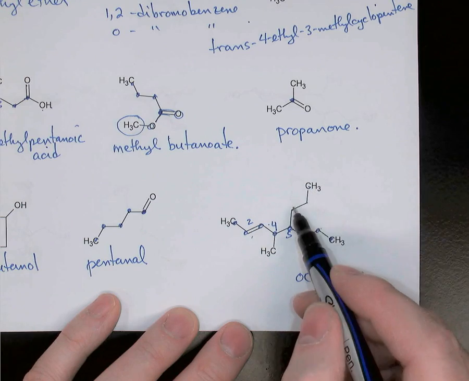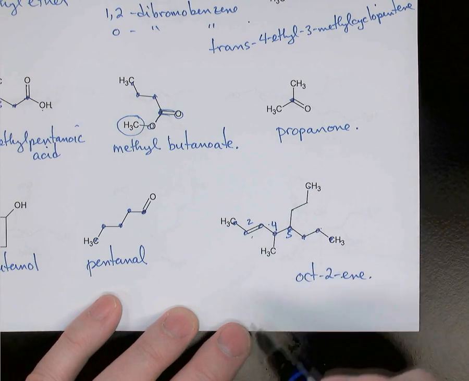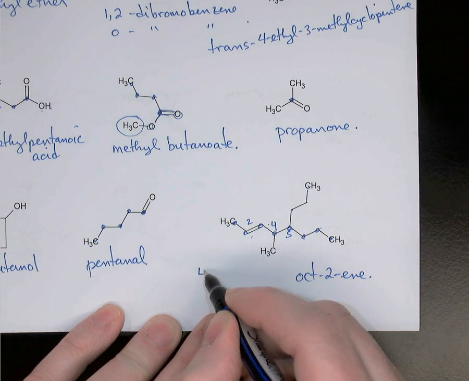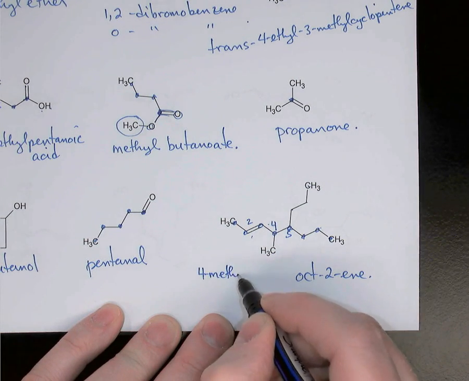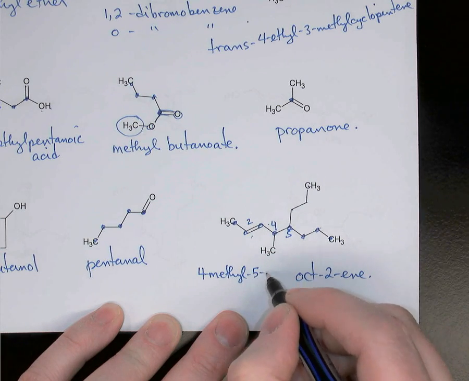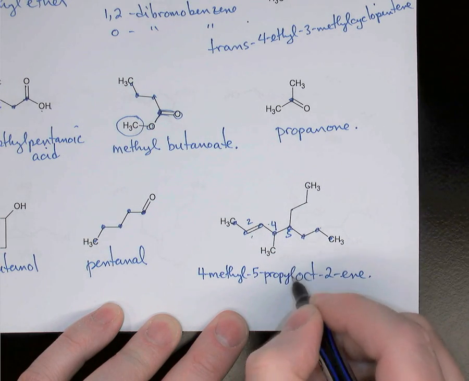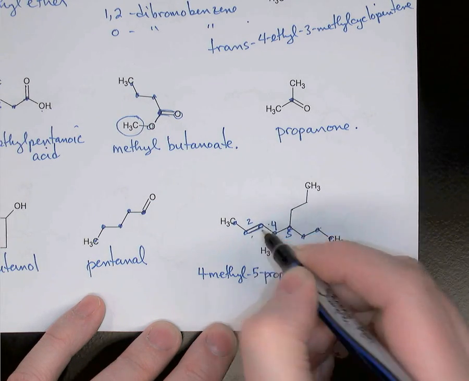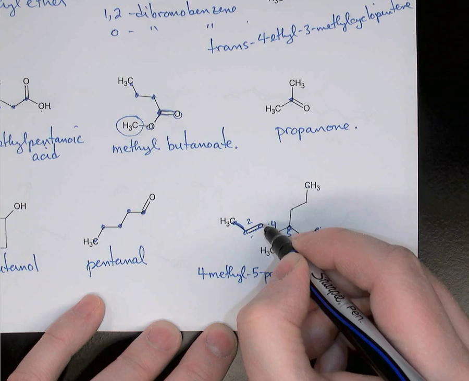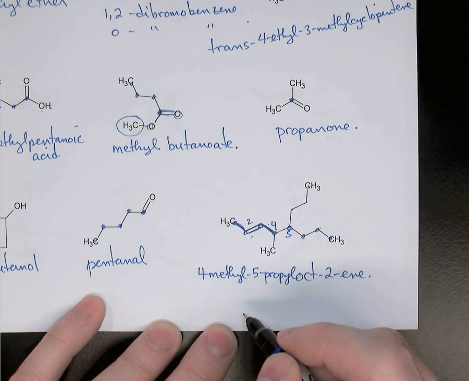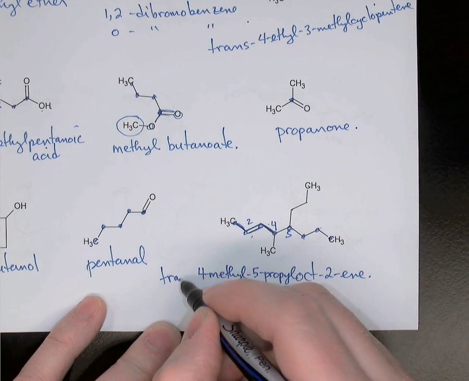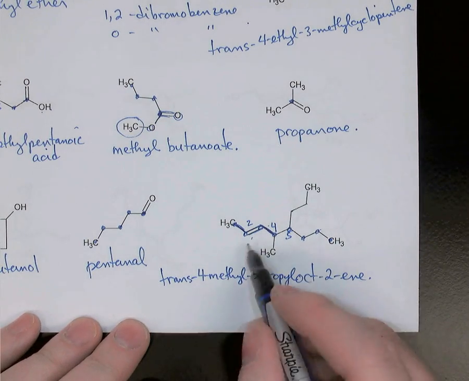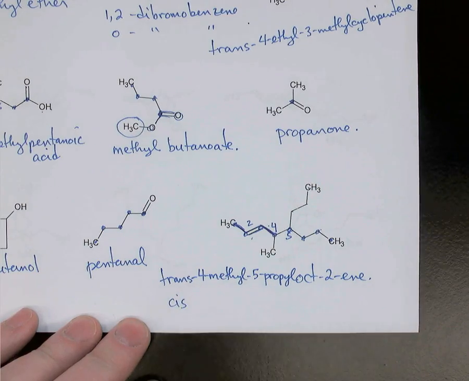1, 2, 3, the fourth carbon and the fifth carbon have branches. We have a propyl branch, 3 carbons, and we have a methyl branch. Naming them alphabetically, we'd have 4-methyl, 5-propyl, oct-2-ene, and looking at the double bond, 1 branch comes up, 1 branch comes down below the double bond. This is the trans isomer. Okay, we haven't seen it yet, but if they're on the same side of the double bond, it's a cis isomer.